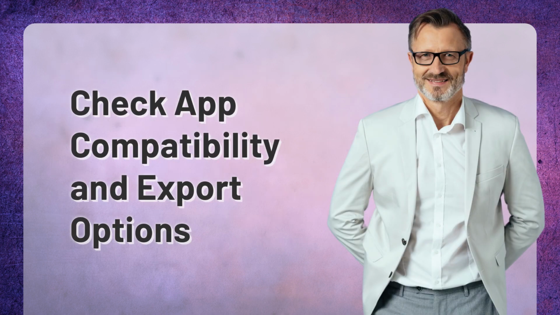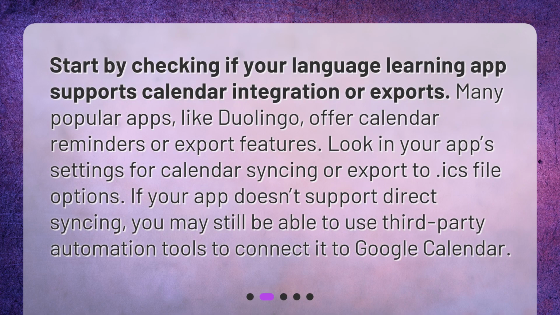Check app compatibility and export options. Start by checking if your language learning app supports calendar integration or exports. Many popular apps like Duolingo offer calendar reminders or export features. Look in your app's settings for calendar syncing or export to .ics file options.